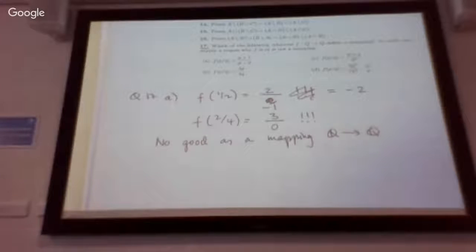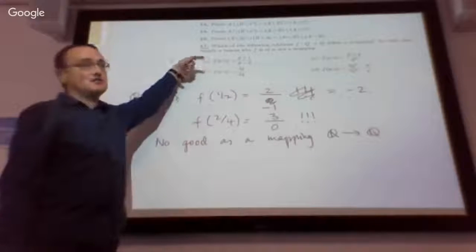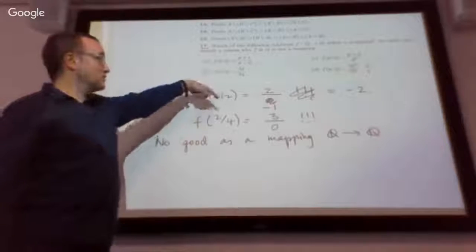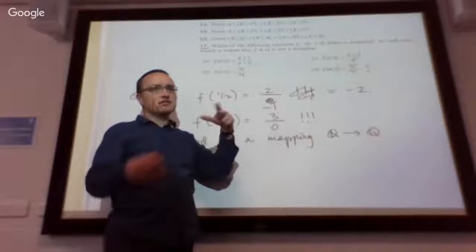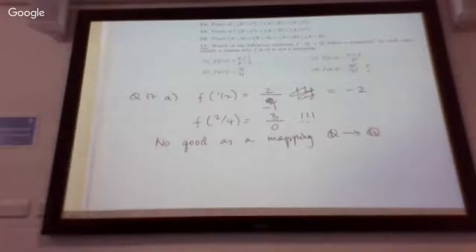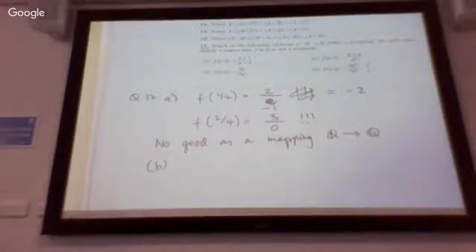It would be okay as a mapping from the abstract symbols of any integer over any other integer. It does perform perfectly well, and so then you would be allowing a 3 over 0 if you're just considering this abstract system of fractions. But it ain't no good as a function from the rationals to the rationals. What about b? Yes or no for b?